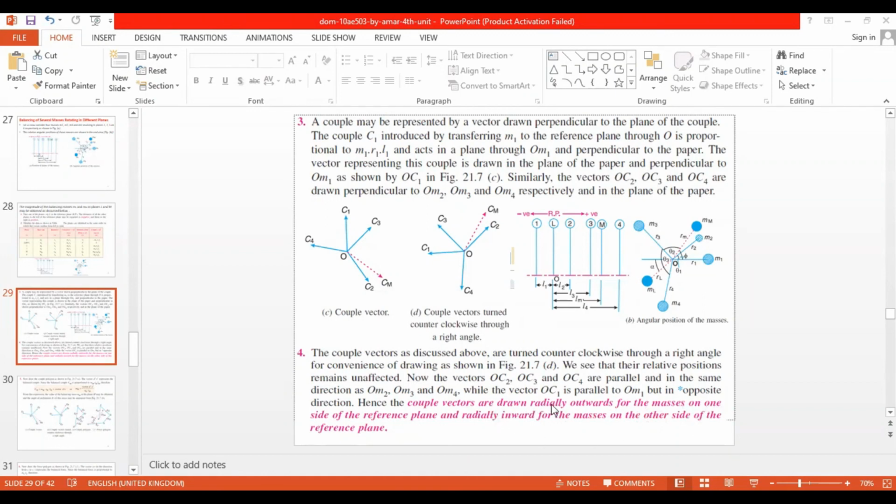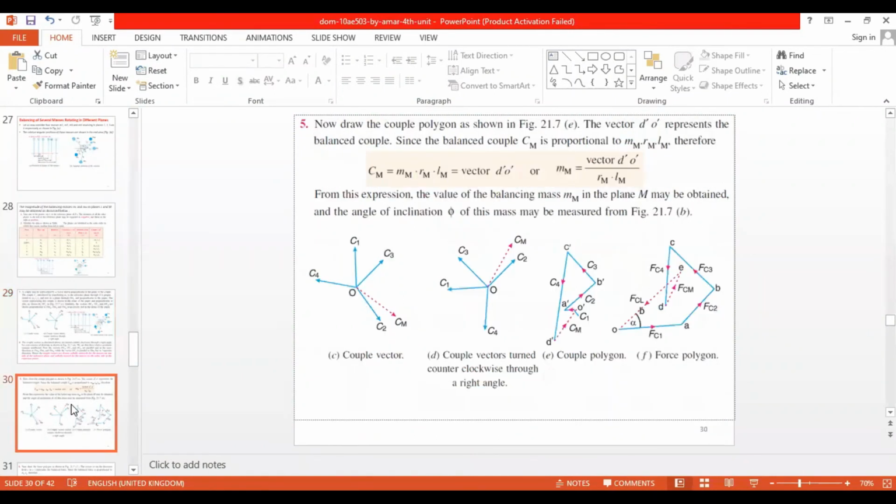Couple vectors drawn radially outwards means coming out of the paper towards you, for the masses on one side of the reference plane. For example, if you take this as a reference plane, for one side of the reference plane these all will look like coming out of the paper, and radially inward for the masses on the other side of the reference plane. So for this side they will be going inside to the reference plane.